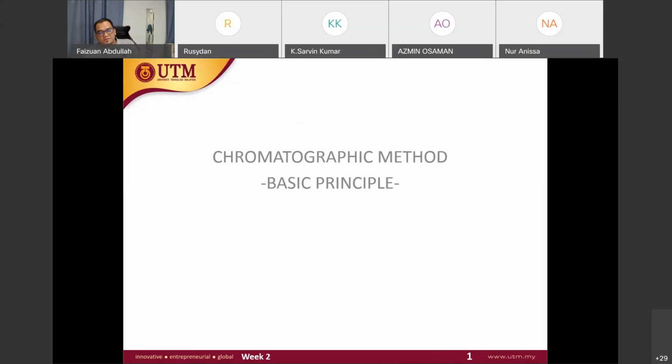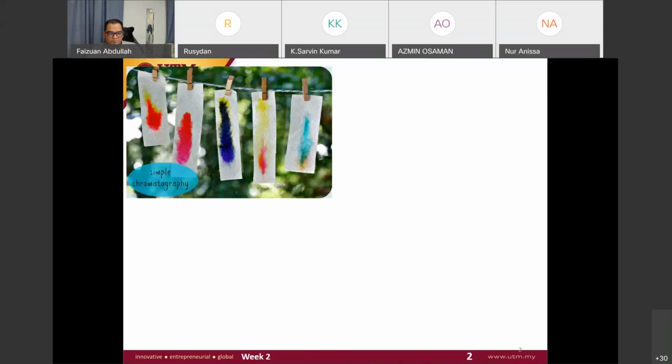Okay, understood? Yes, Doctor. Okay, now we know that the organic analytes basically means the hydrocarbon compounds. So the technique to measure or to analyze the hydrocarbons of the organic compound is chromatography. So what is chromatography? Chromatographic method. Okay, what is the basic principle? Now, this is simple from chromatography.